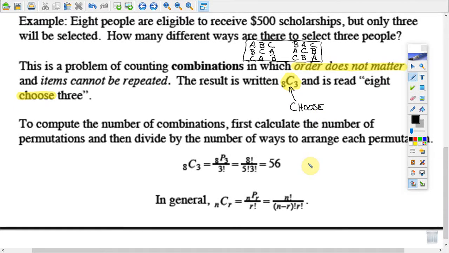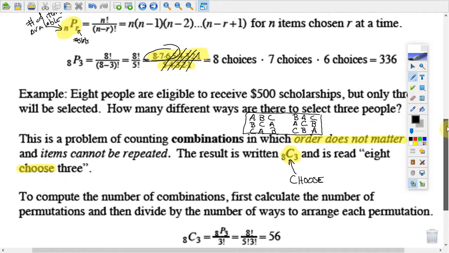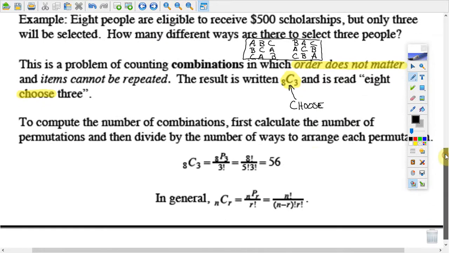So we had 8P3 before, which we had already figured out was 336. And if we take the 336 and we divide it by these different arrangements right here, which is 3 factorial, or 6, then you should get 56. So we build that into our equation by adding this term to a combination. The r factorial down there at the bottom.